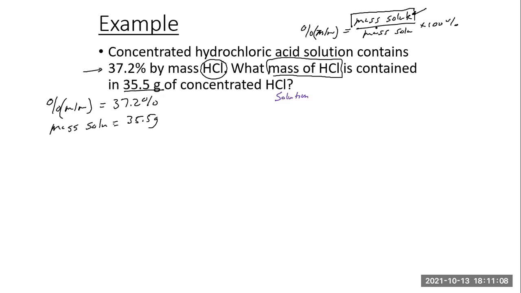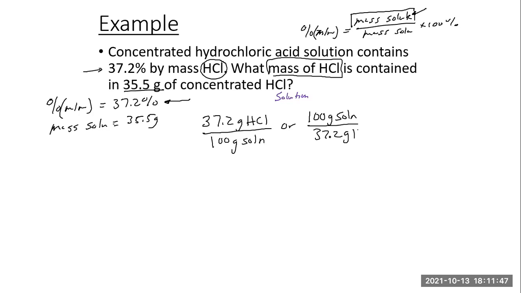And again, you could plug and chug into this equation and solve for it. You also could take a more dimensional analysis approach and use this as a conversion factor. So we'll go that way here, just to show you how to do it a different way. That might be helpful. If it's 37.2% by mass hydrochloric acid, what that means is you have about 37.2 grams of hydrochloric acid in 100 grams of solution. Or you could use it the opposite way. In 100 grams of solution, you would have 37.2 grams of hydrochloric acid. Again, we could assume 100, so the numbers stay the same.